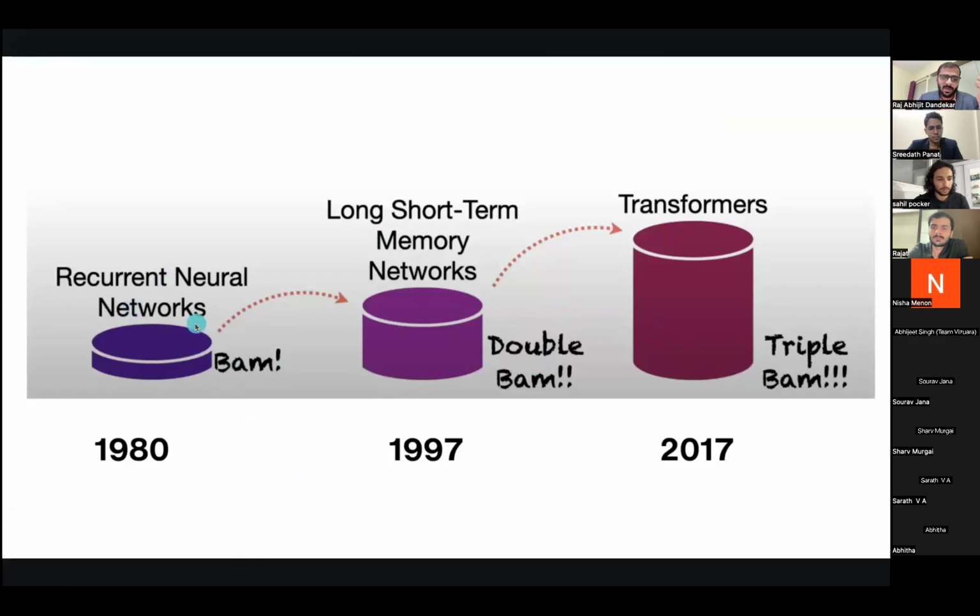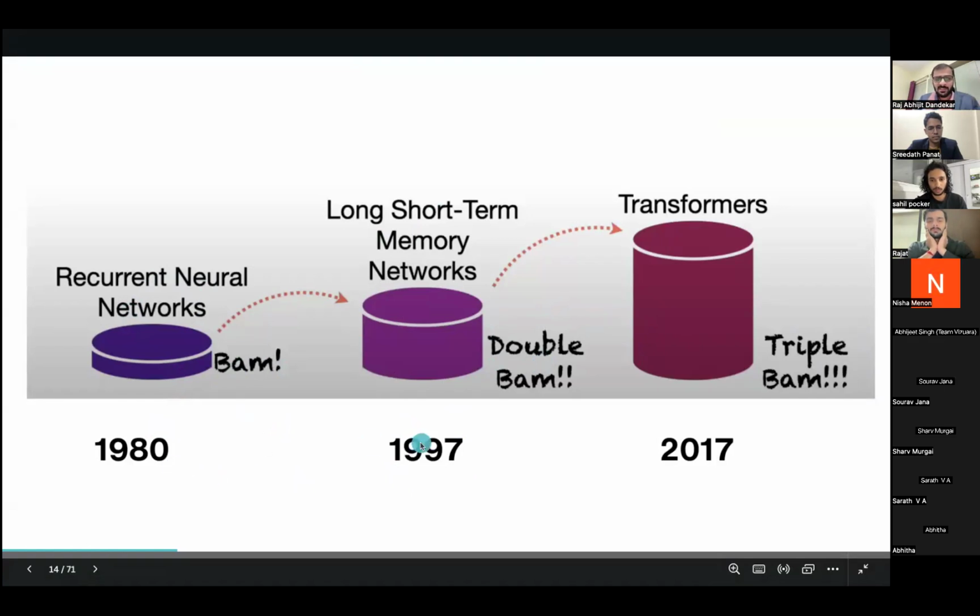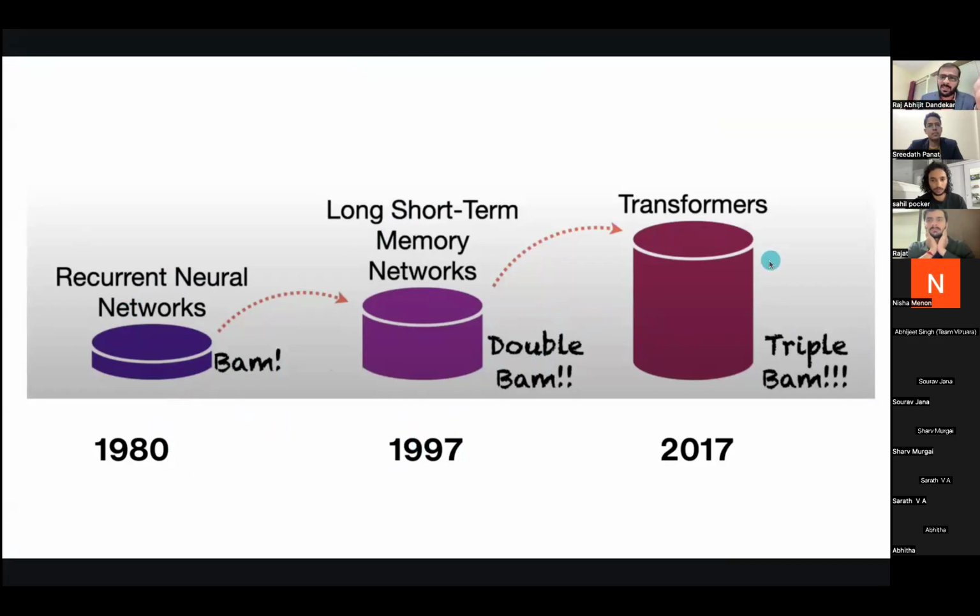First is recurrent neural networks, which came in 1980. And second is long short-term memory networks, which came in 1997. So these innovations happened in this period of 20 years, and then came transformers after 20 years. So if you see the gap, there is like a 20-year gap between successive innovations.